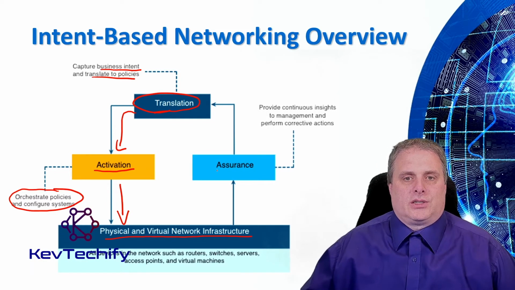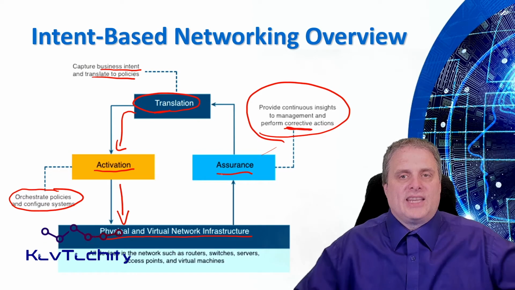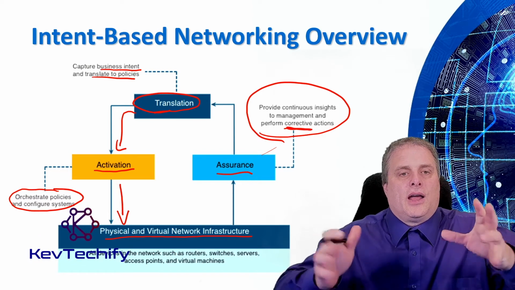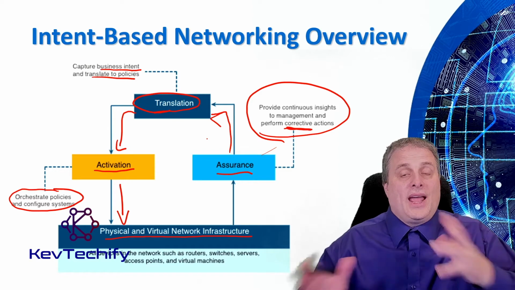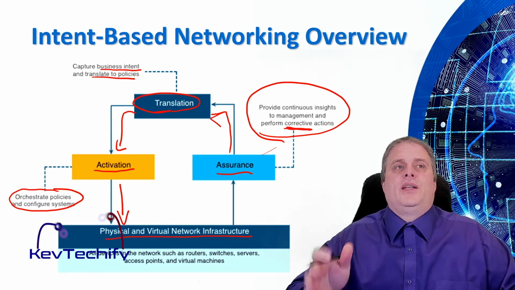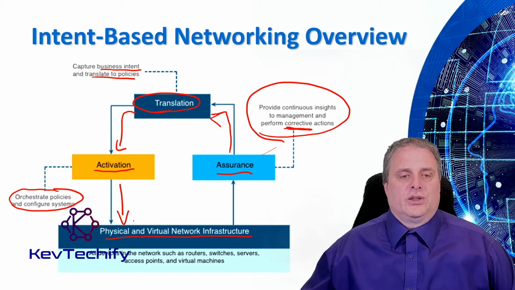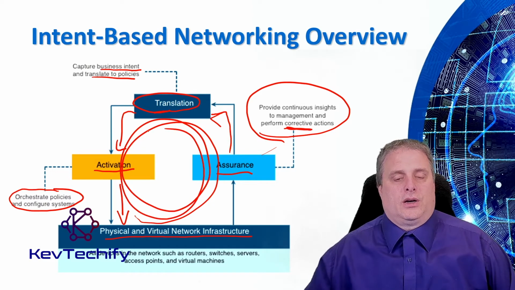We have assurance. What assurance does is it provides the continued insights to management and performs corrective action. So it's always looking, how can I improve this? Assurance does continuously check that our expressed intent that we got from the translation is honored by the network at any point in time. The assurance function here maintains this continuous validation loop going through our system. And so it's a continuous loop here.